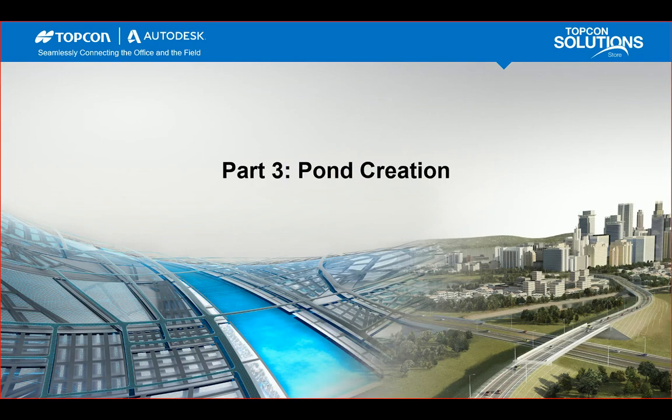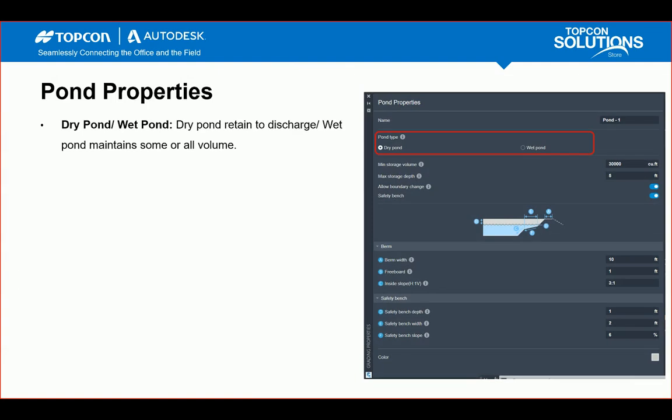Okay, pond creation. Ponds are fairly straightforward to create. There's about 10 parameters to input, and most of them are pretty flexible, in that you don't always need certain constraints if that's not part of your design. So, dry pond, wet pond. A dry pond retains water to discharge it. In a wet pond, some volume of water sticks around in that pond for most of the year.